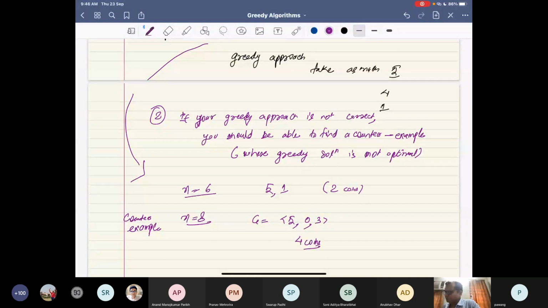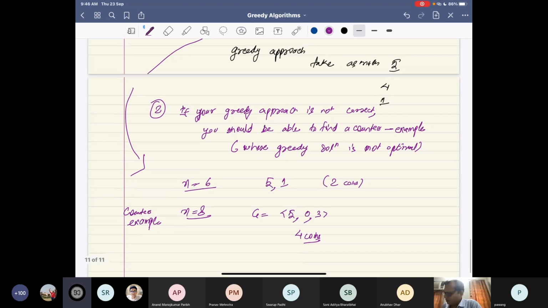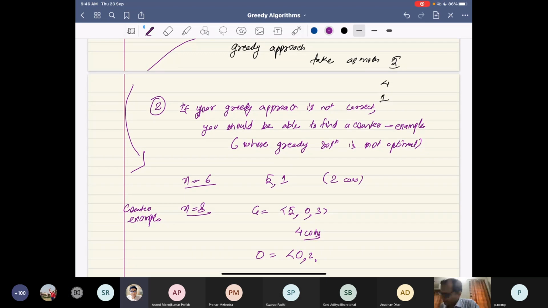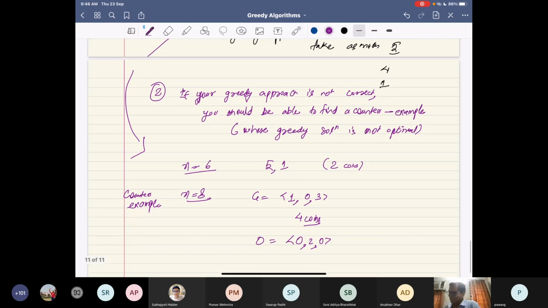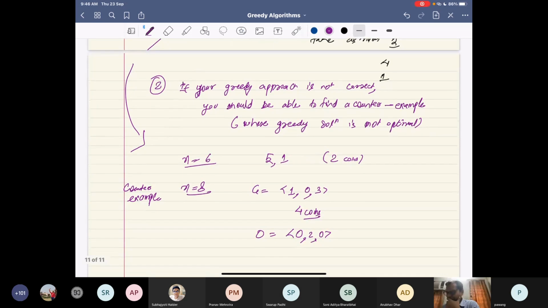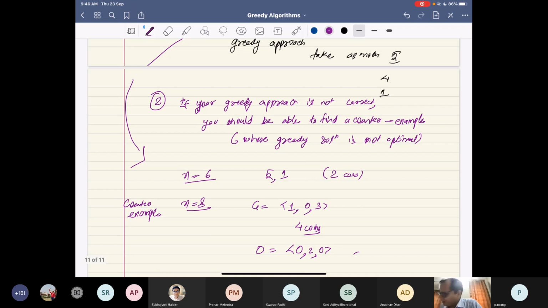Anybody, can you think of a better solution? What is the optimal solution? 2 fours. Oh, I'm sorry. The greedy solution has 4 coins. The optimal solution is no 5 rupee coin, 2 four rupee coins, and no 1 rupee coin. So there are only 2 coins. So that means this is a counterexample. Very clearly you should understand that here we had a greedy approach, but it is not giving me an optimal solution.